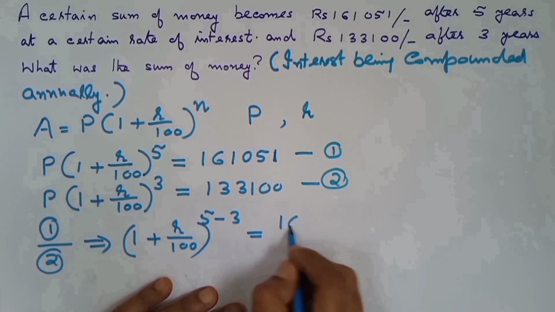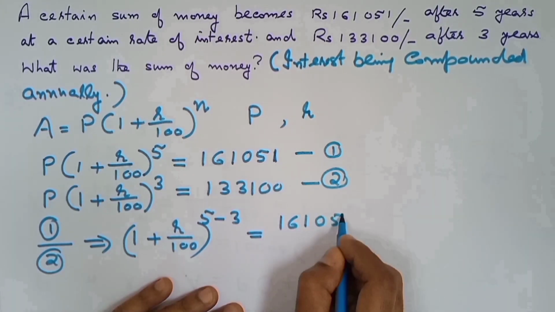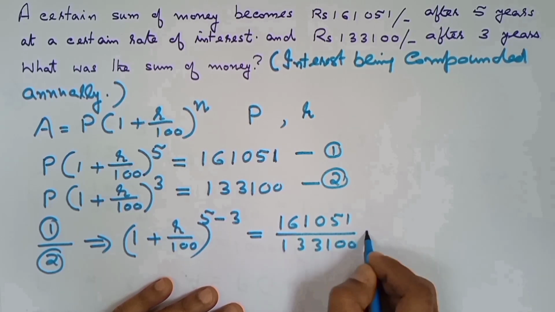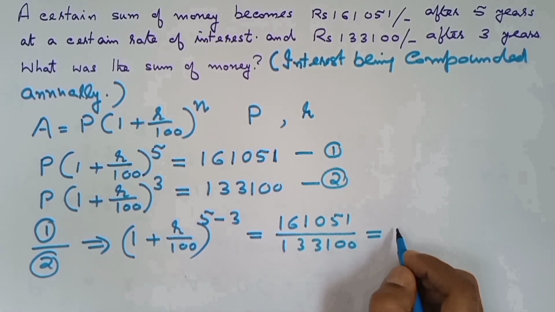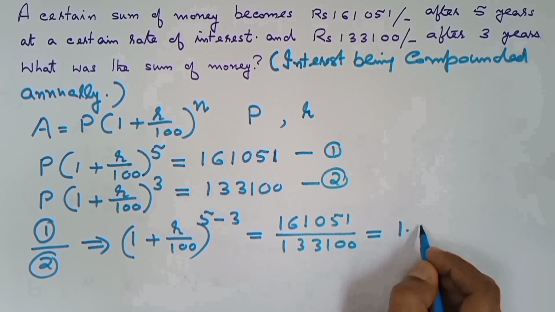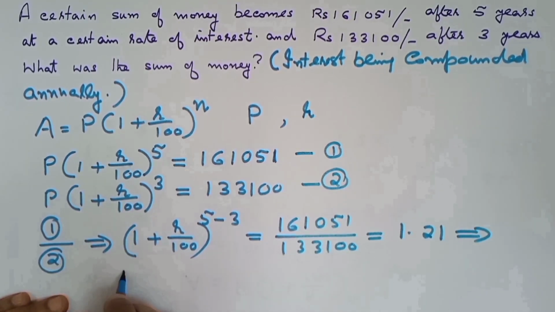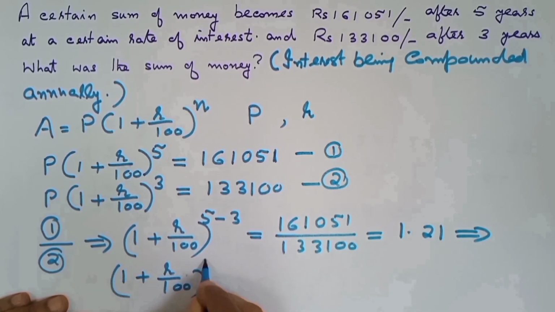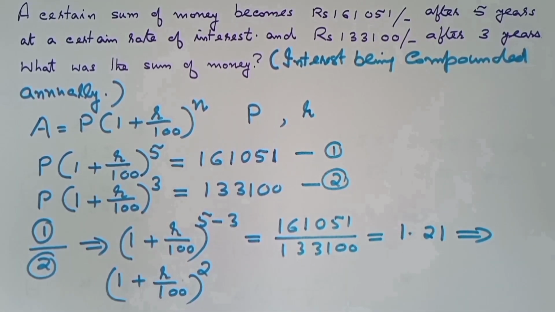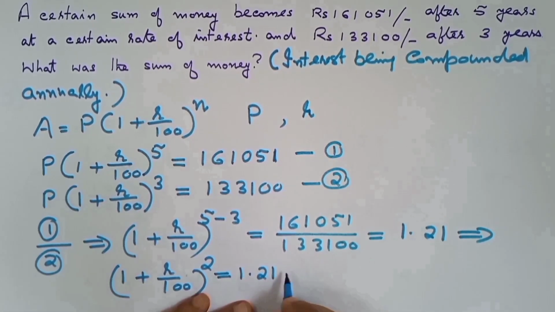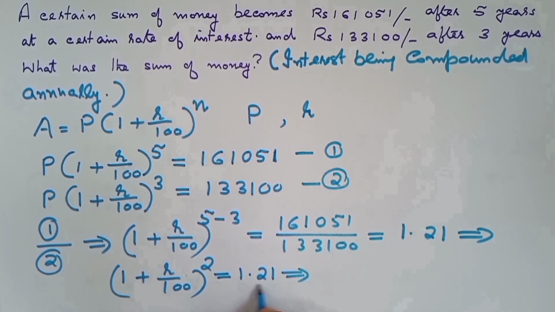And the right side will be 161,051 by 1331,00. On simplification you will get 1.21. That implies the left side is what? (1 + r/100)^2 equal to 1.21. This implies what? This is a perfect square.